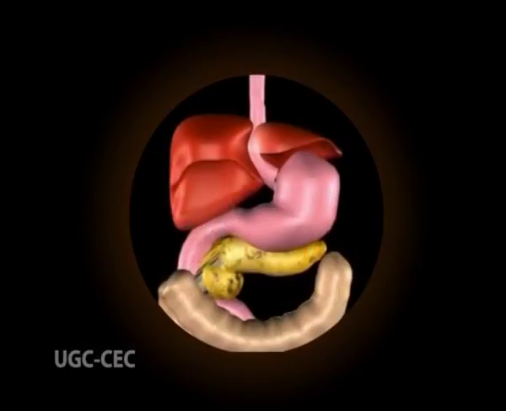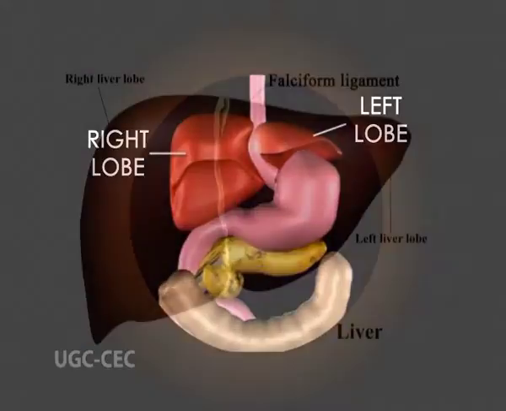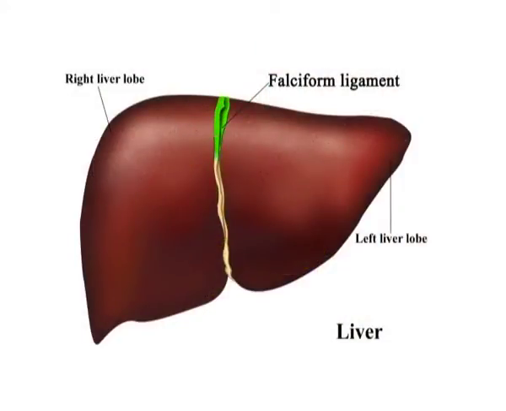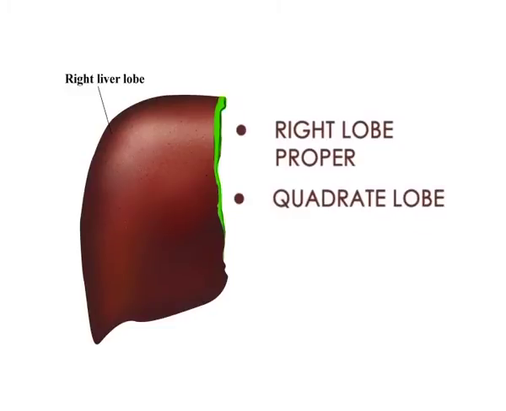The liver is divided into two main lobes, right and the left lobes, separated by the falciform ligament. The falciform ligament is a membrane that is continuous with the peritoneum. The right lobe of the liver is further differentiated into three lobes, such as right lobe proper, a quadrate lobe, and a caudate lobe on the posterior surface.